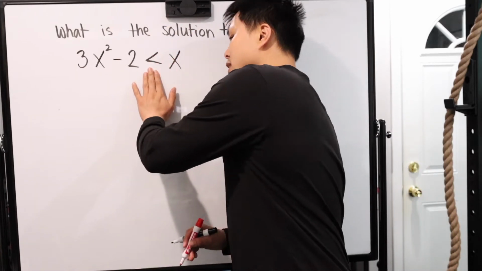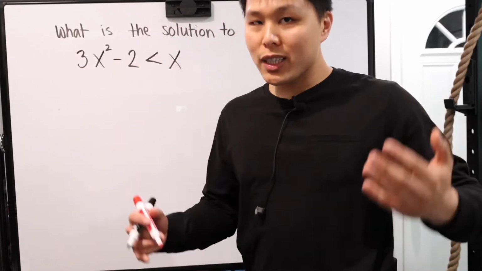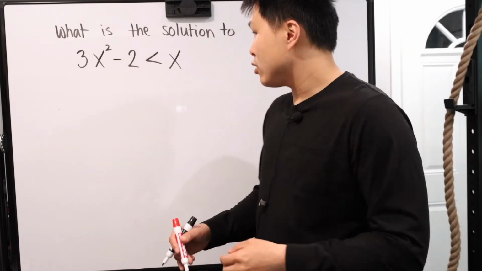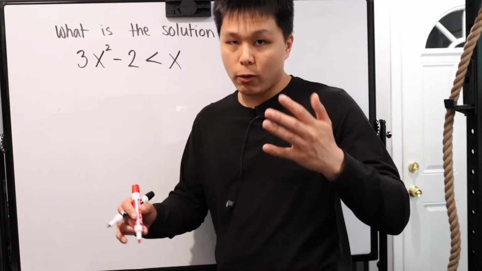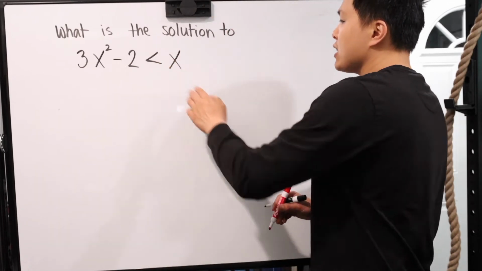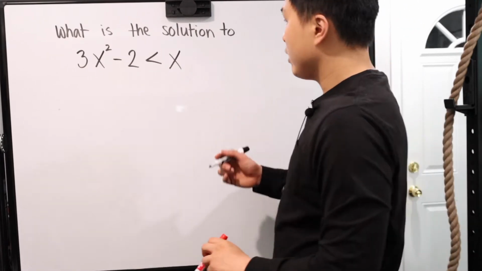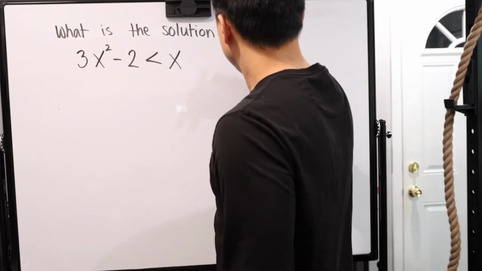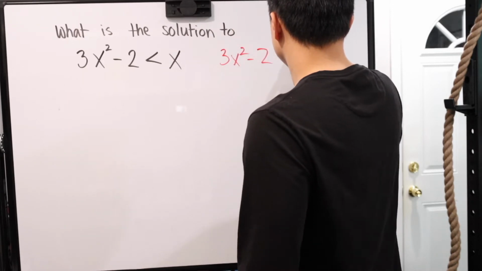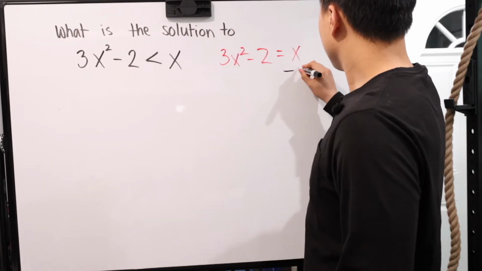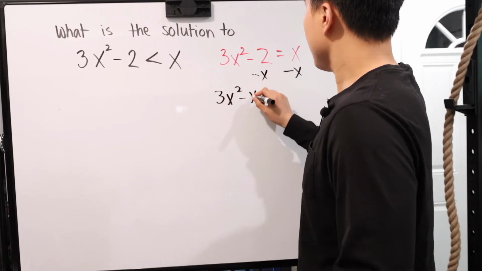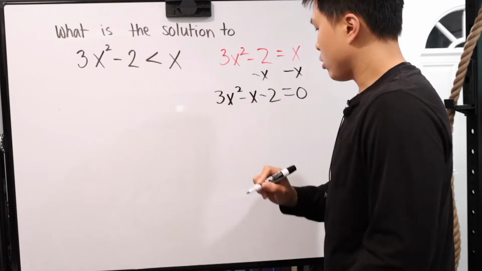Now, in order to find a solution to this kind of problem, it's fairly simple. When you see an inequality, 9 out of 10 times if you change it or think of it as an equal sign, you can practically solve it. Just don't forget the little nuances. So if we think of this as an equal sign instead of the less than sign, what would it look like? It would be 3x squared minus 2 is equal to x. Well, to solve this, minus x, I have 3x squared minus x minus 2 equals 0.